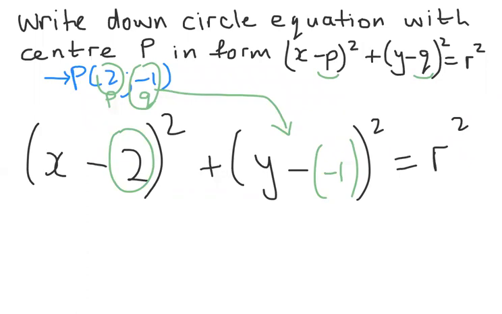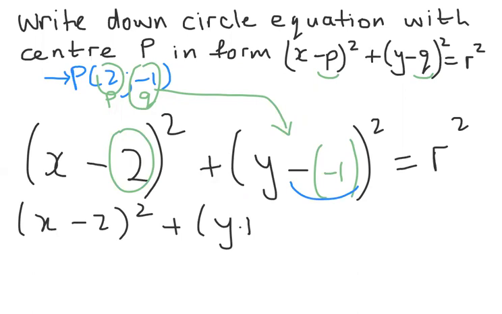So let's just write it out neater. So it's x minus 2 squared plus y, but this now becomes y minus 1 becomes y plus 1. All of that squared equals r squared. So now we have a formula, but we still need r. Now the question is, how can we get r?